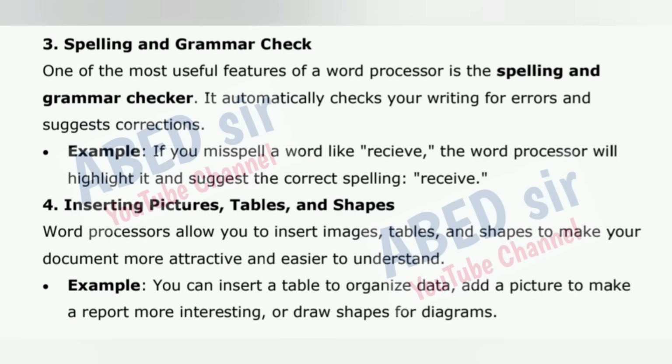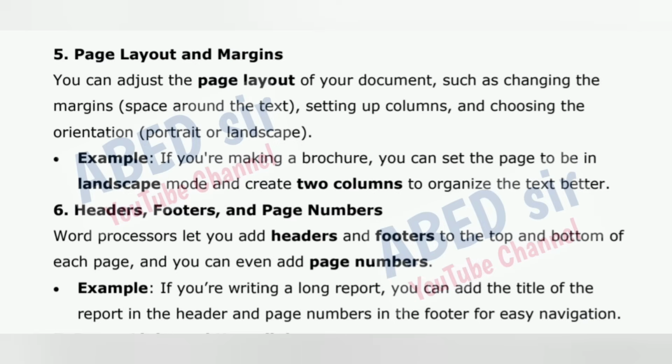4. Inserting pictures, tables, and shapes. Word processors allow you to insert images, tables, and shapes to make your document more attractive and easier to understand. Example, you can insert a table to organize data, add a picture to make a report more interesting, or draw shapes for diagrams.